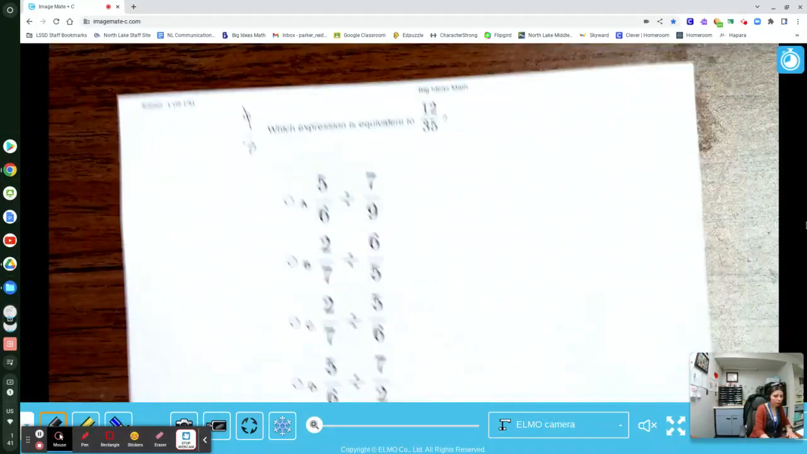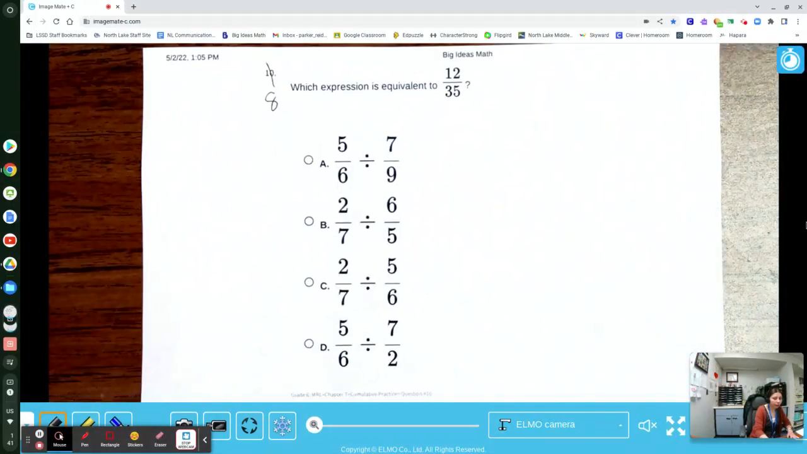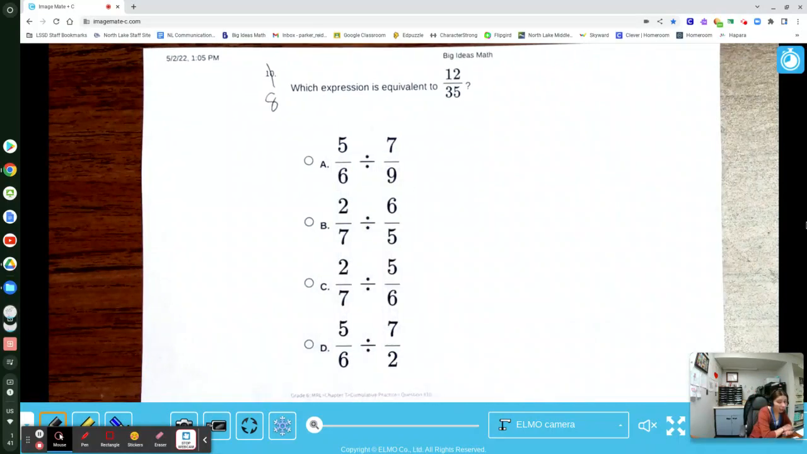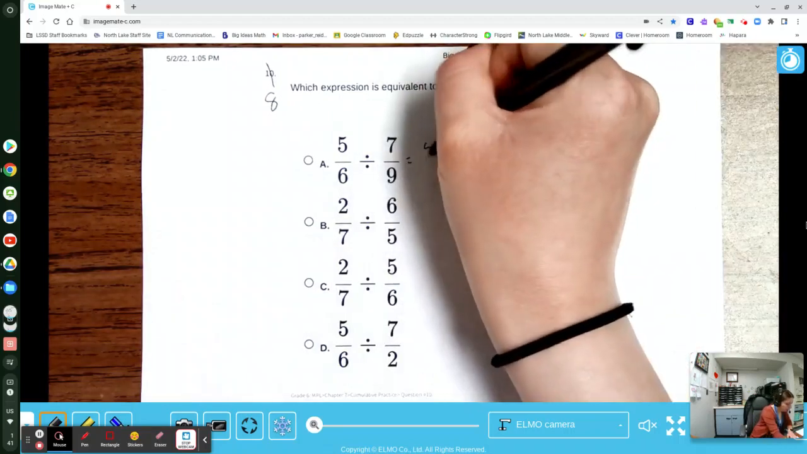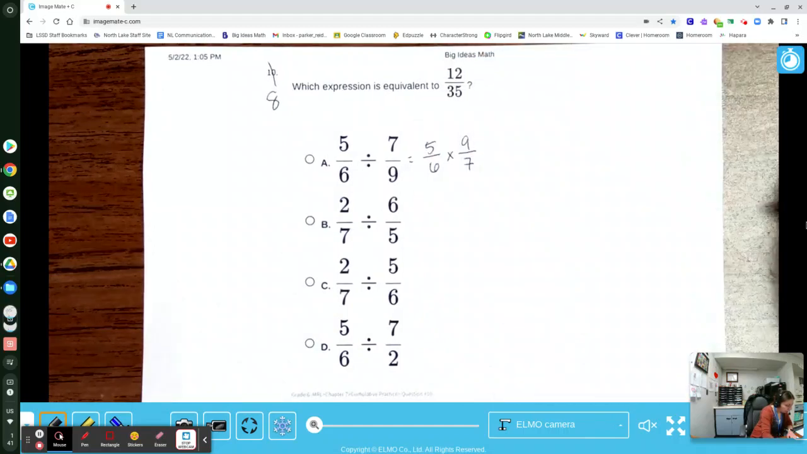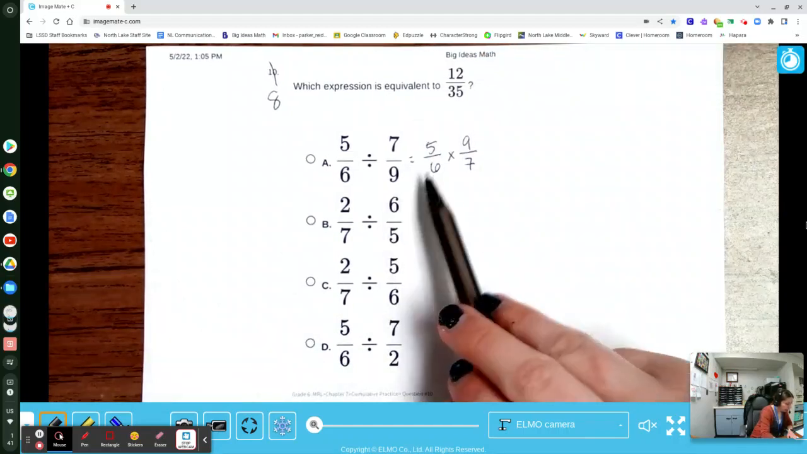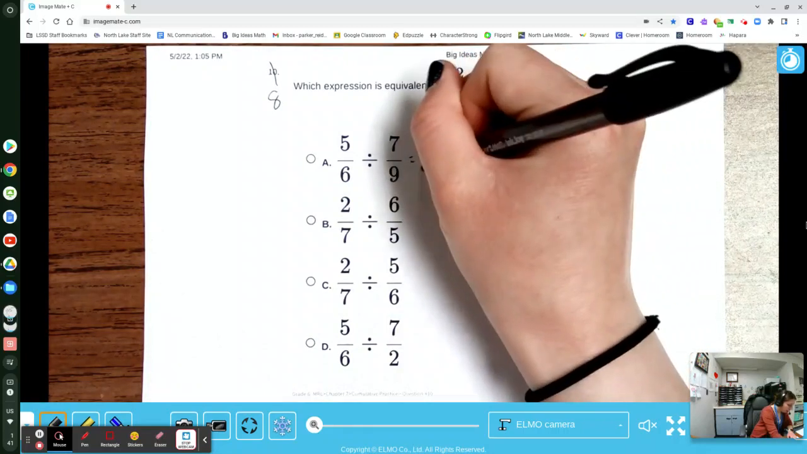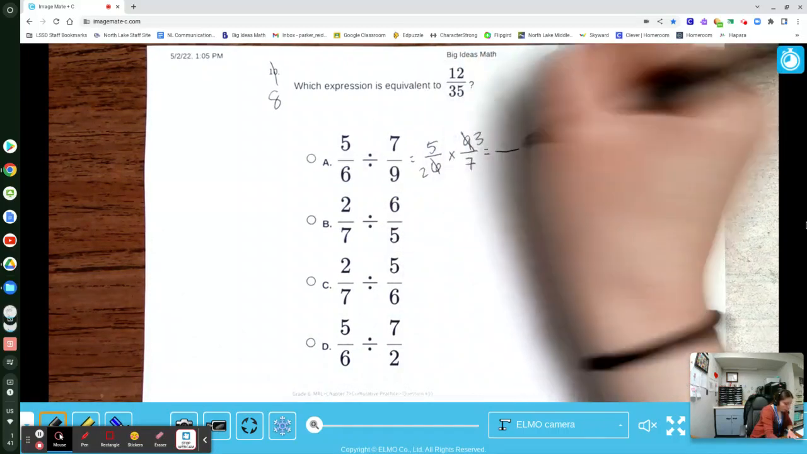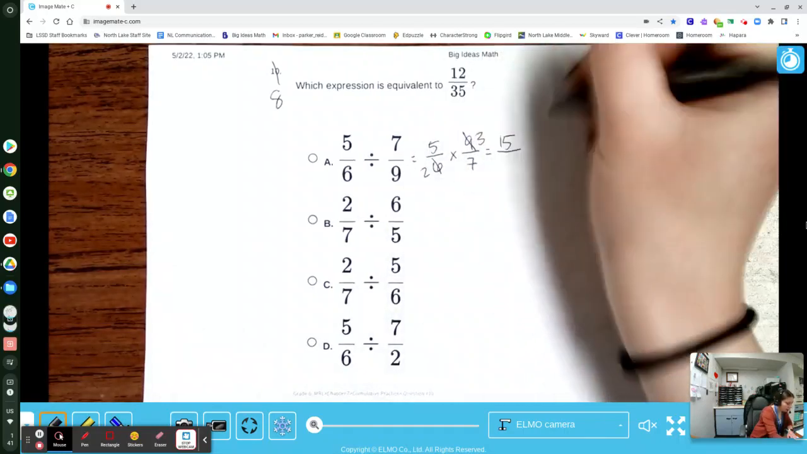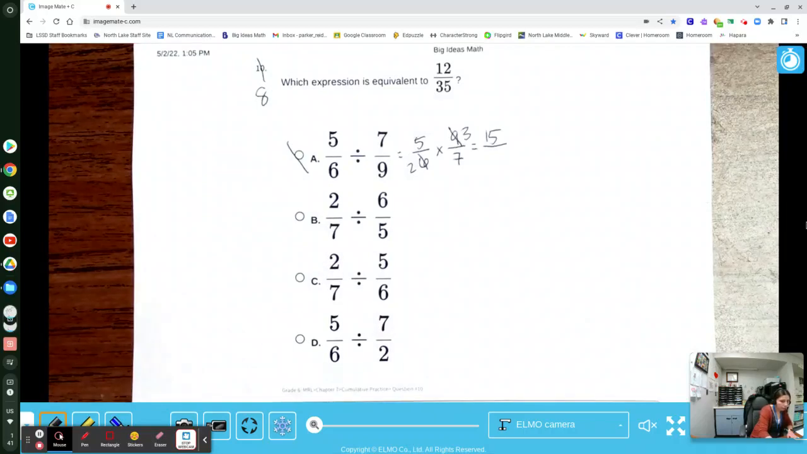Number 8, which expression is equivalent to 12 over 35? So what I need to do is go through each of these, and find the one that when I keep, change, flip it, I get 12 over 35. So I'm just going to pick this one first. Keep, change, flip. If I look for cross canceling, I can divide 6 and 9 by 3. 9 divided by 3 is 3. 6 divided by 3 is 2. When I multiply across, though, I can already see 5 times 3, that's 15. That's not correct, so not option A.